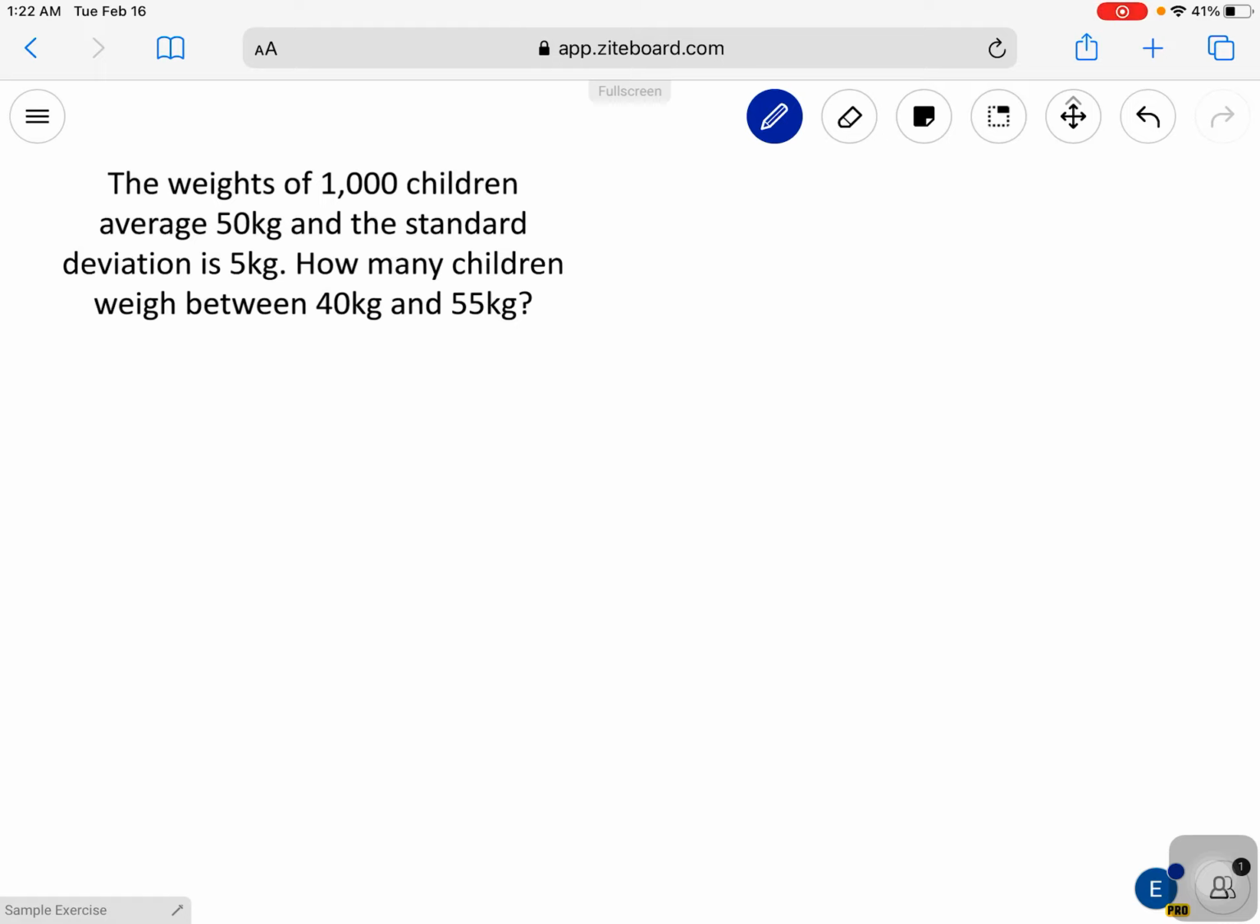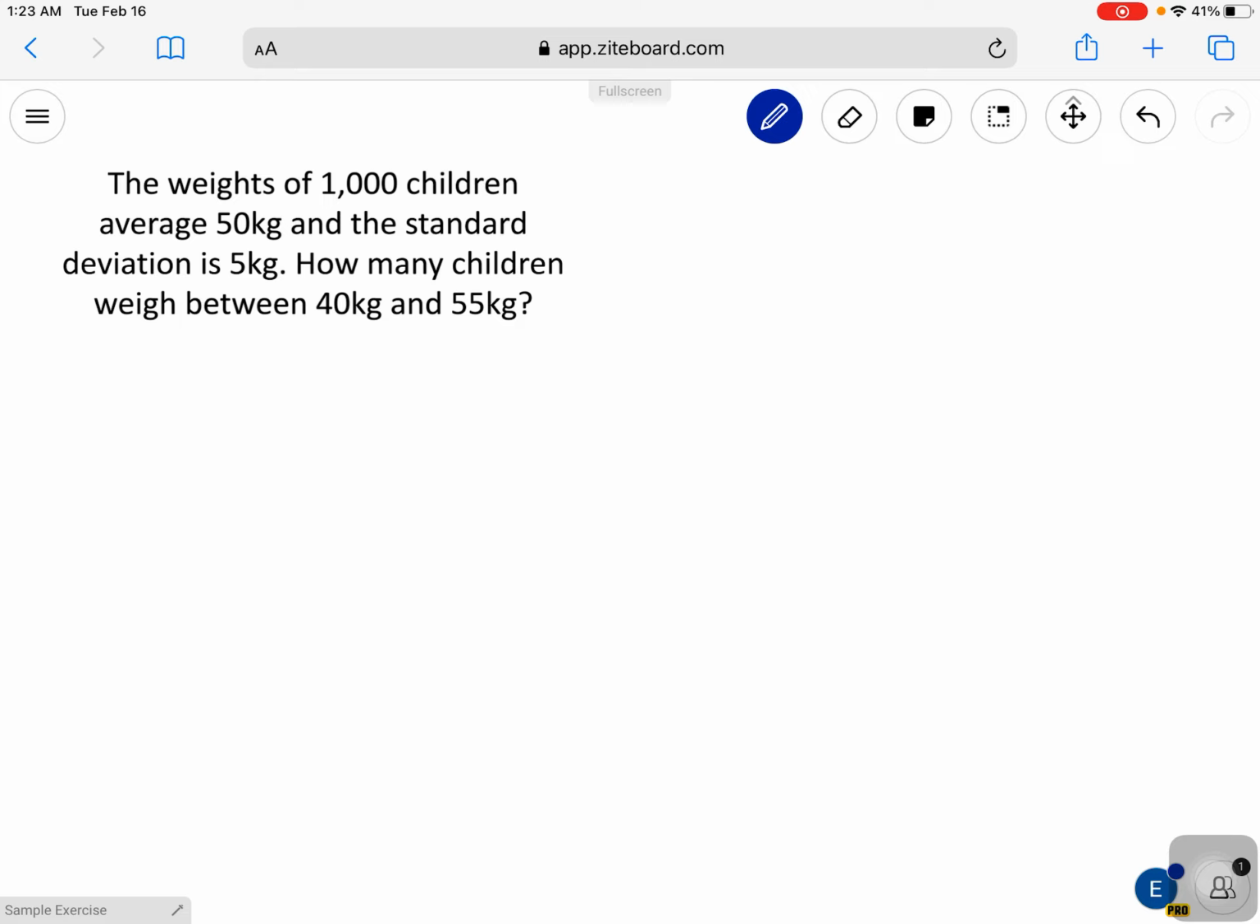So let's have this sample exercise. The weights of 1,000 children average 50 kilograms and the standard deviation is 5 kilograms. How many children weigh between 40 kilograms and 55 kilograms?